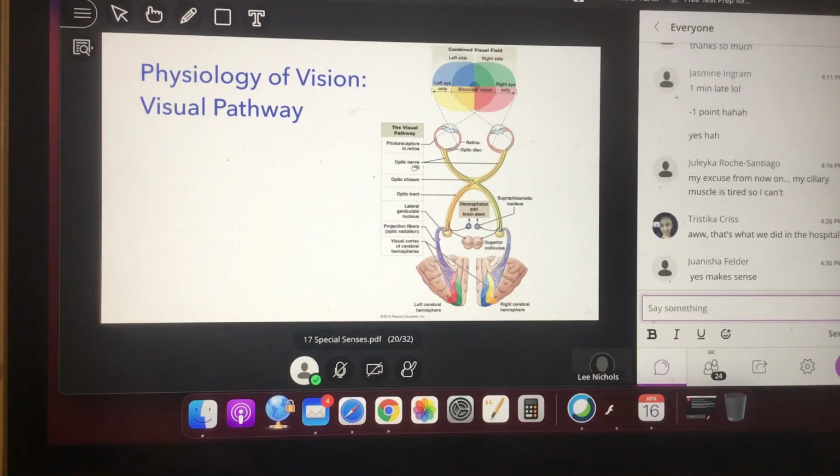But the visual pathway, the main thing to know is just the sequence of events that things have to pass through on the way from the retinas to the occipital lobes. But most of this we've already traced, we've already followed it.